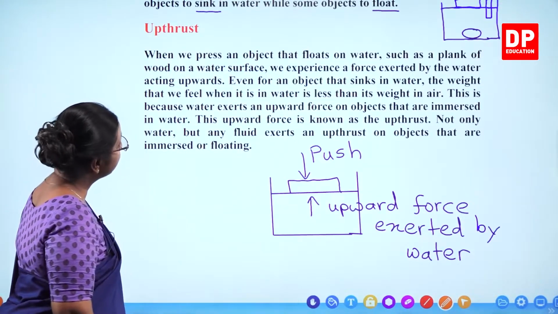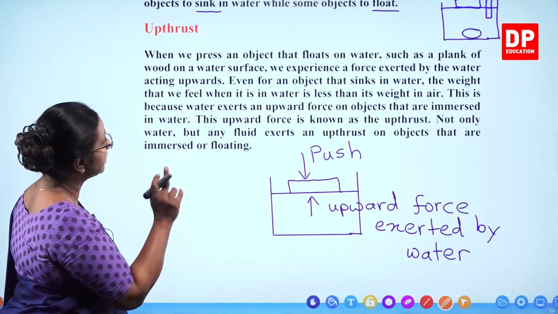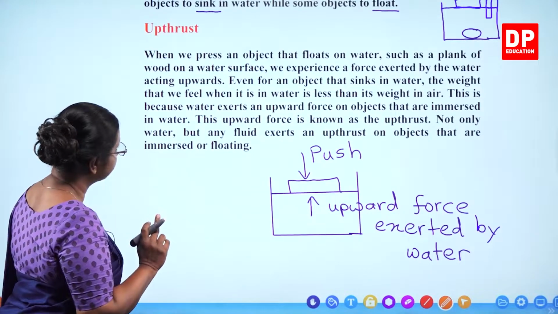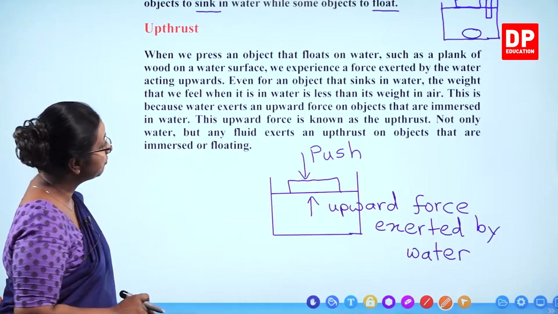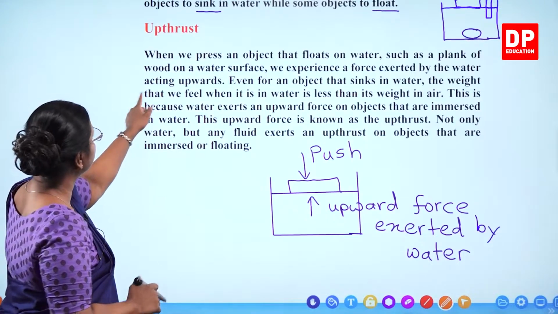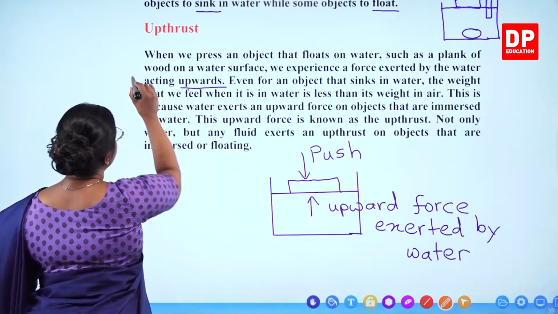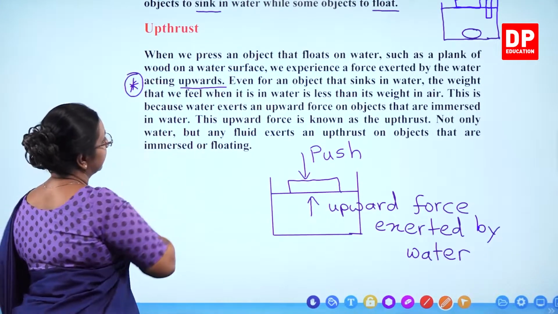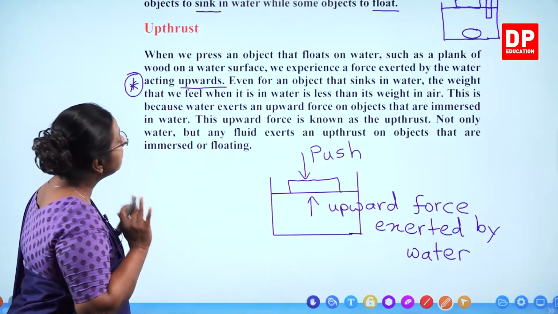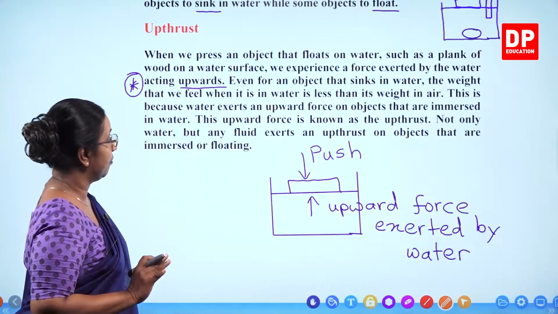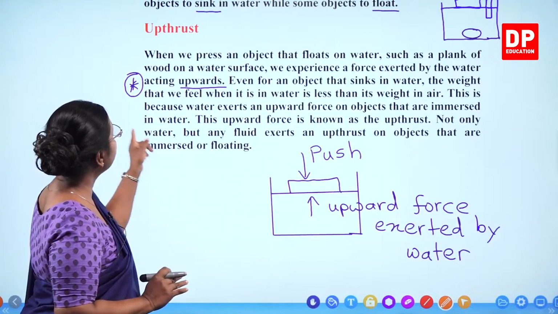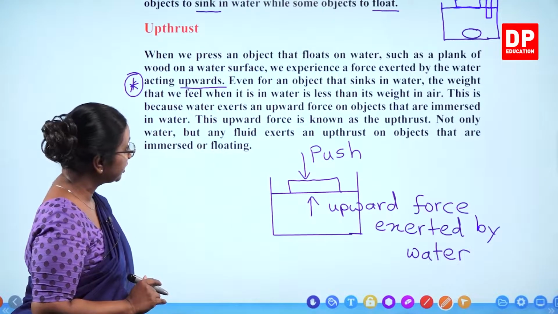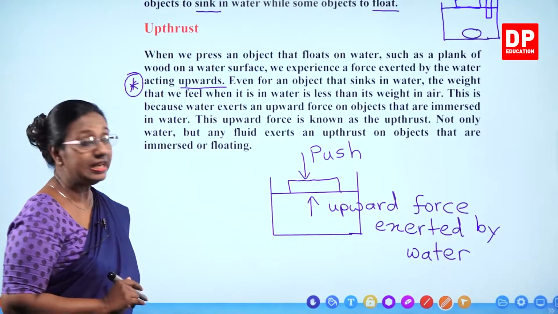So when we press an object that floats on water, such as a plank of wood on a water surface, we experience a force exerted by the water acting upwards. That's important. Always it is acting upwards. Even for an object that sinks in water, the weight that we feel when it is in water is less than its weight in air.